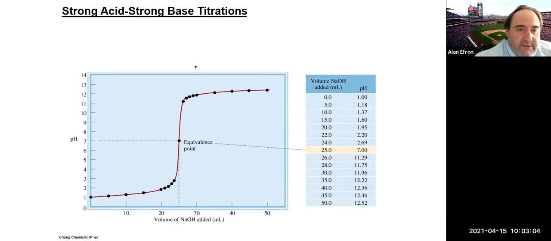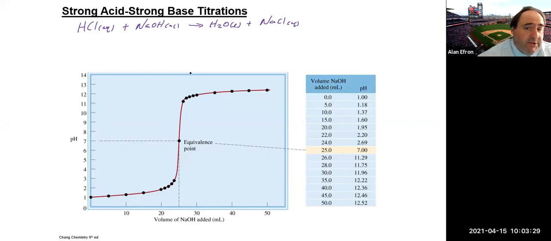All right, so let's talk about the first type of titration. The first type is a titration of a strong acid and a strong base. So we'll say something like hydrochloric acid, which is a strong acid, plus some sodium hydroxide as our base. We will get a reaction that produces some water and some sodium chloride.